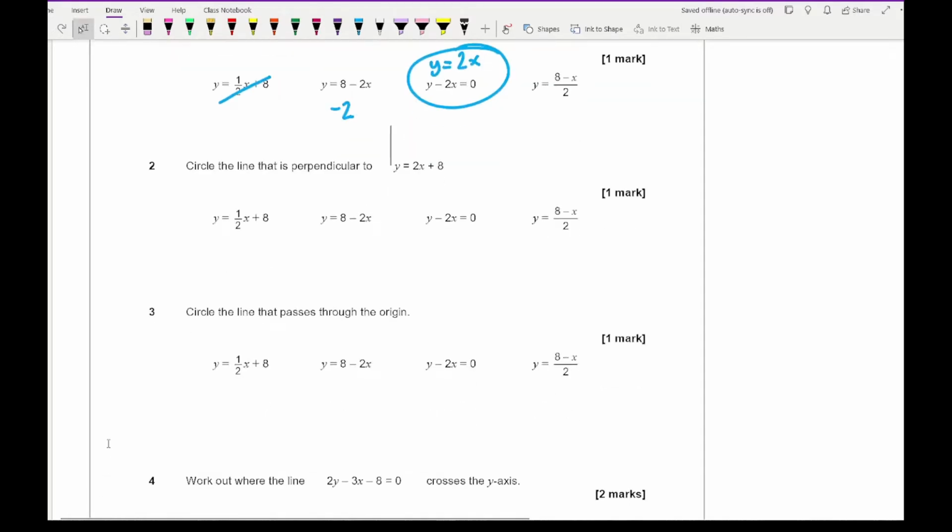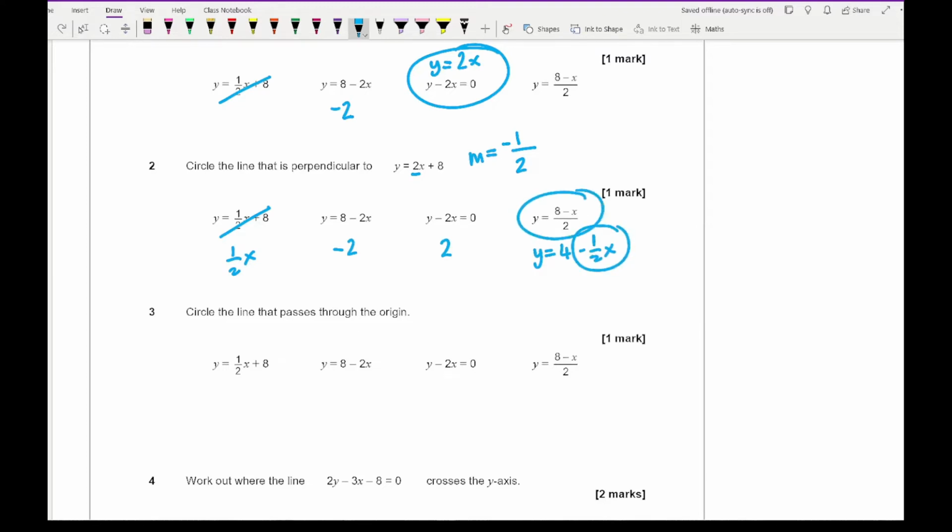Question 2 says circle the line that is perpendicular to y equals 2x plus 8. To find a perpendicular gradient, m is going to equal the negative reciprocal of whatever the gradient of the line is. So I'm looking for where the gradient is minus a half. It's not going to be the first one, it's not going to be the second one, so let me just write down what the gradients are. That's minus 2. This one here is going to be 2. And this one here, when I divide everything by 2, I end up with this, and as you can see, that gives me a gradient of a half. So the answer is the fourth option.